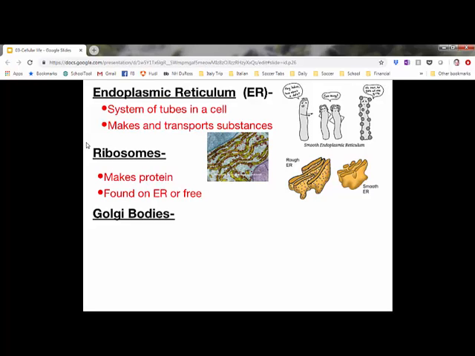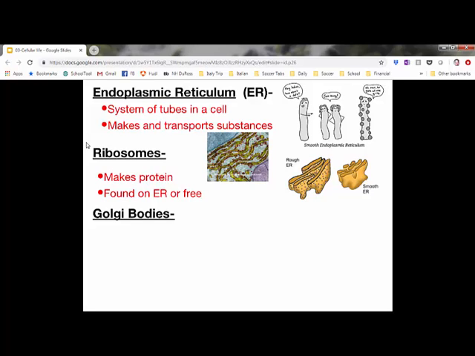Some ribosomes are found stuck to the ER, on the rough ER. Other ribosomes are just floating around in the cytoplasm on their own. The Golgi bodies.